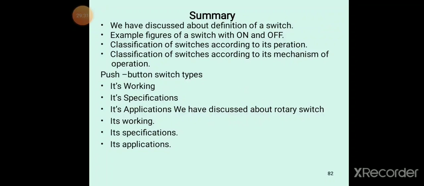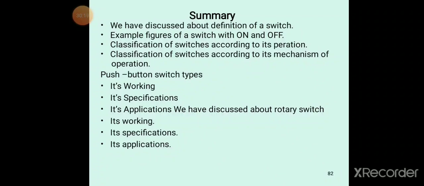Now we try to summarize what we learned in this class. We discussed the definition of a switch. A switch is nothing but a contact between two points. It makes or breaks the connection between the two points. We discussed the figures of the switch, on position and off position. Whenever it is on, the connection is on and current flows. Whenever it is off, the switch is off.